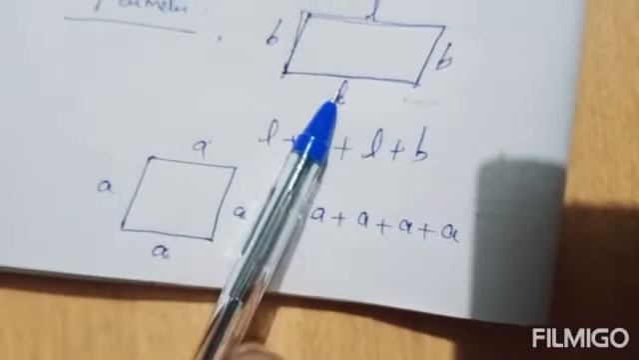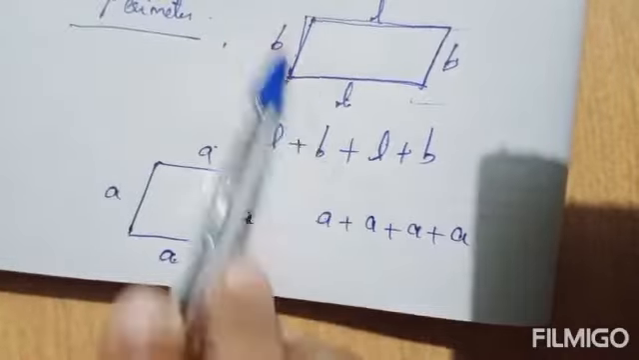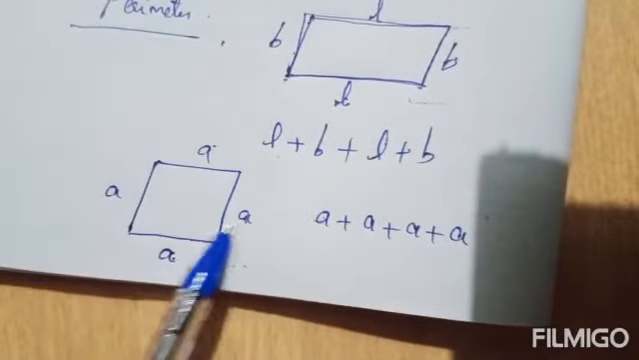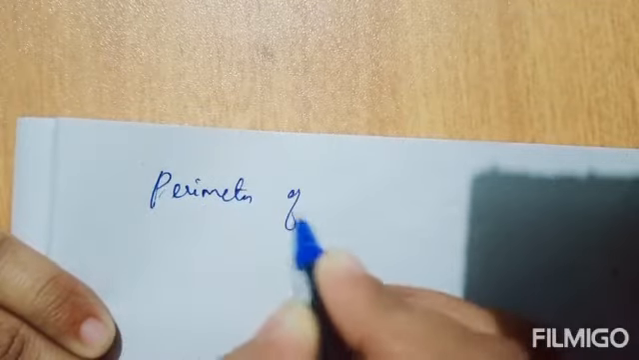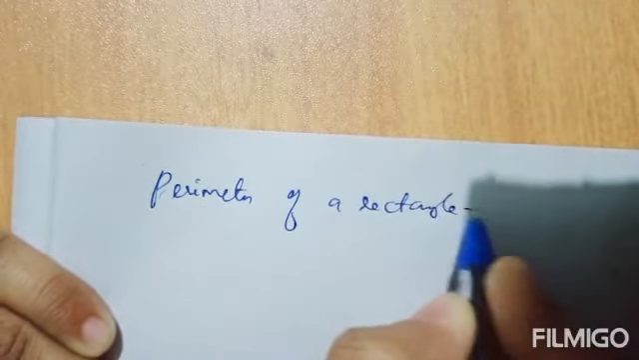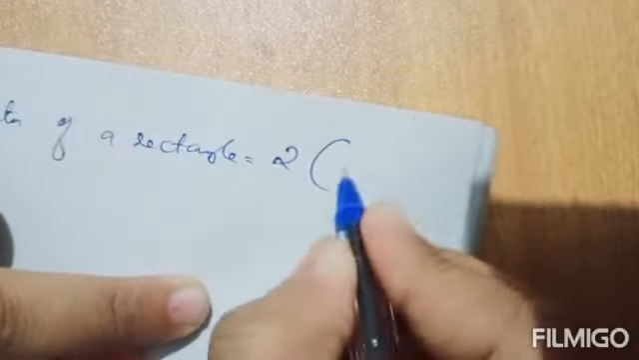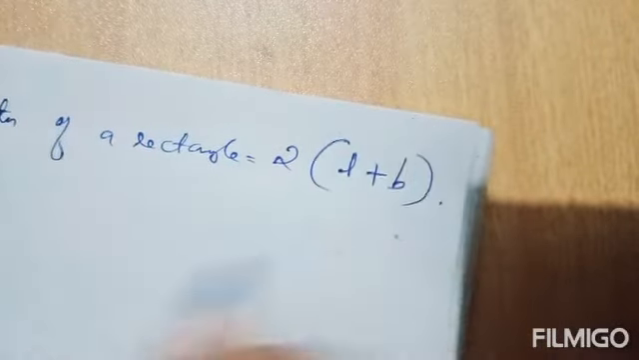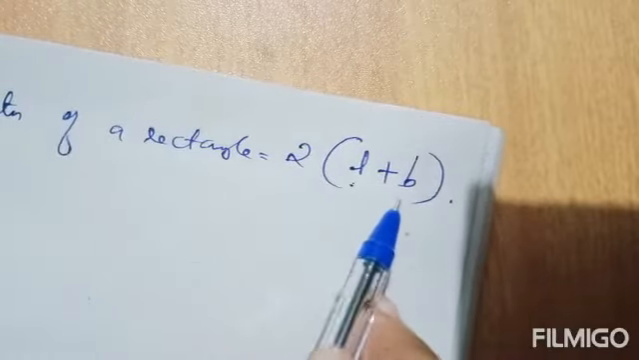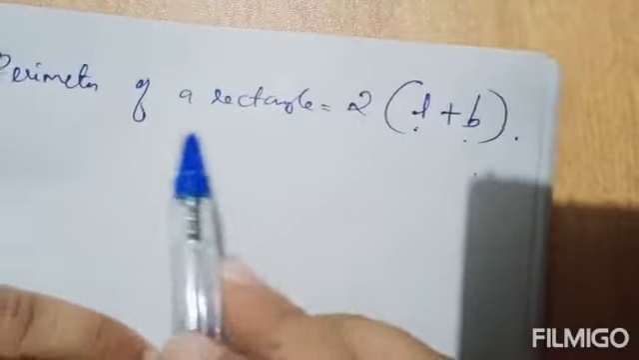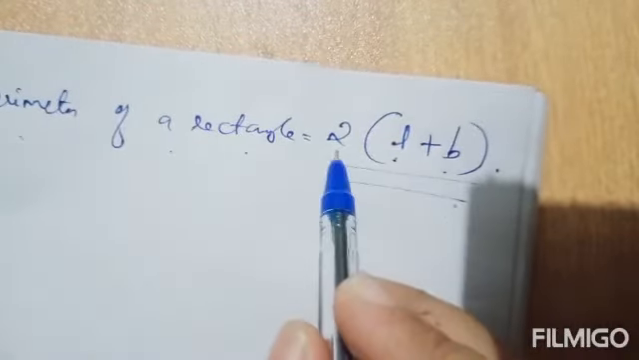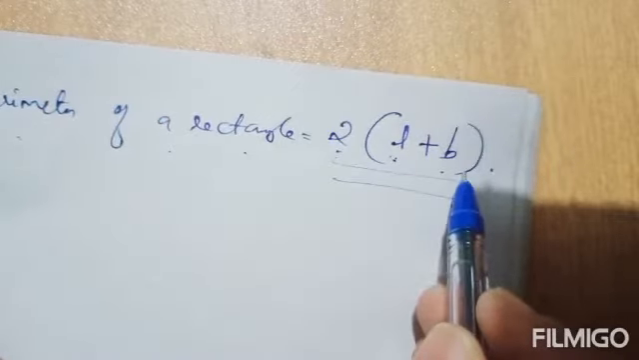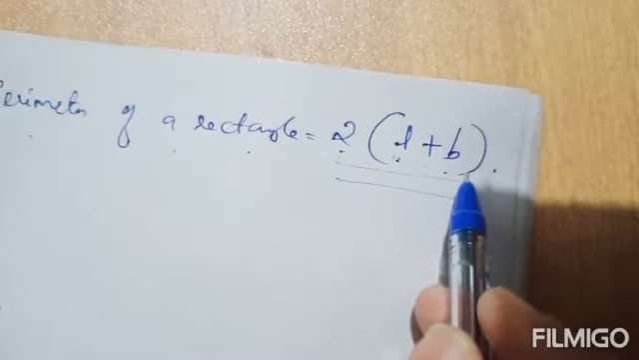Now there is a formula to find the perimeter of a rectangle and also of a square. In the case of a rectangle, the formula for the perimeter is 2 into (length plus breadth). If the length and breadth of a rectangle are given, you can use this formula: 2 into (length plus breadth).